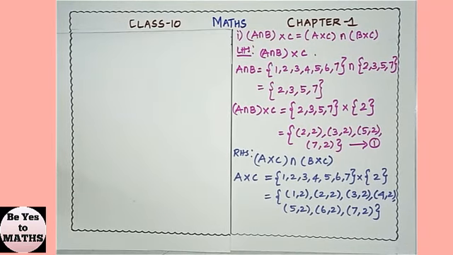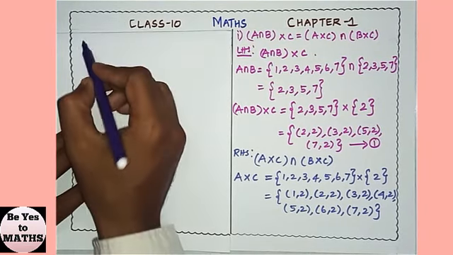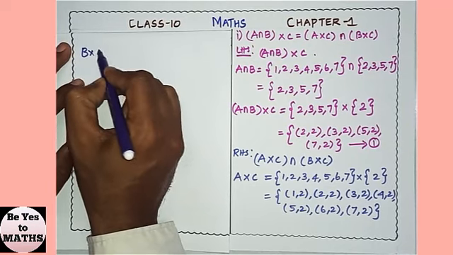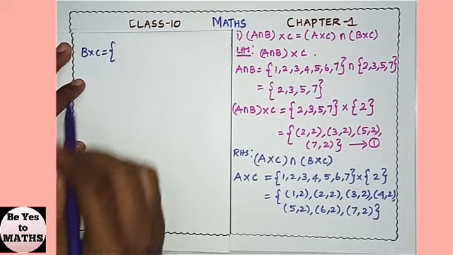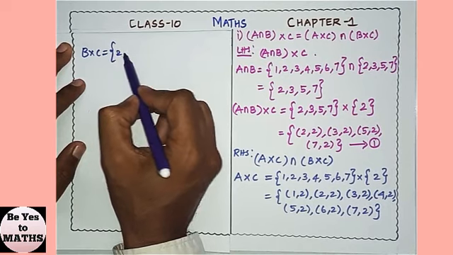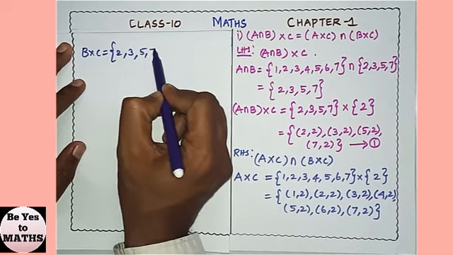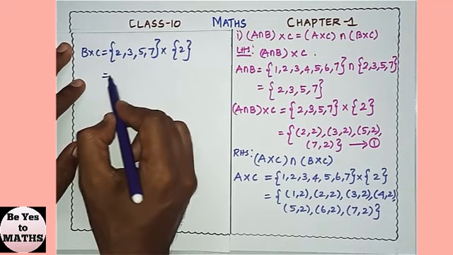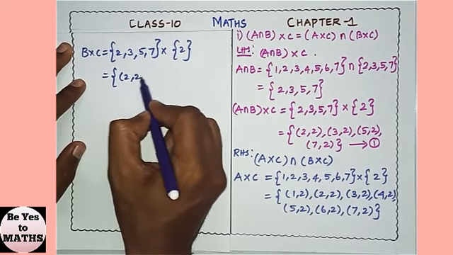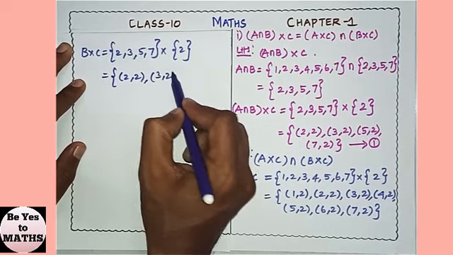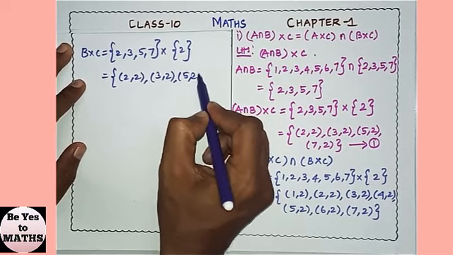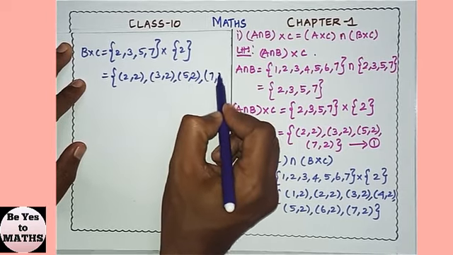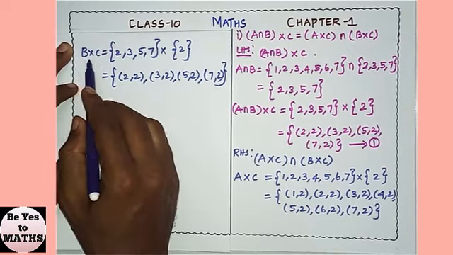Now we'll find out B cross C. B set is 2, 3, 5, 7, cross C set is 2. So (2, 2), (3, 2), (5, 2) and (7, 2). This is B cross C.